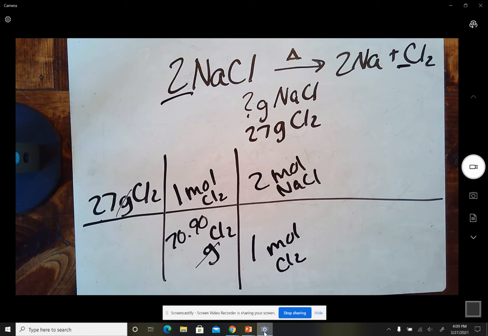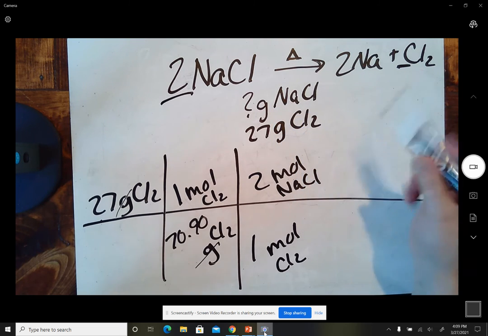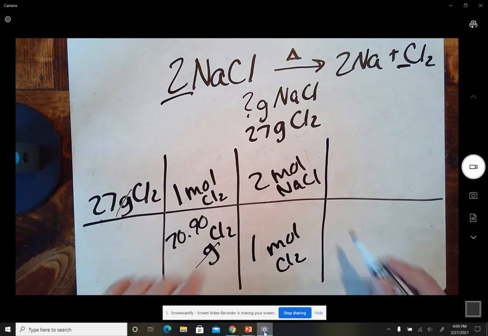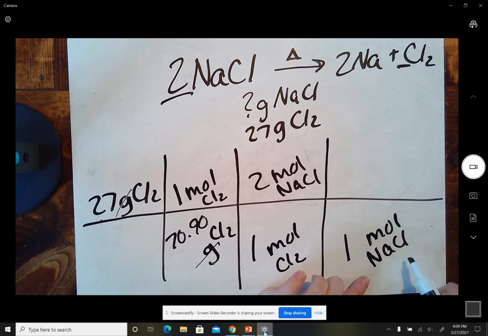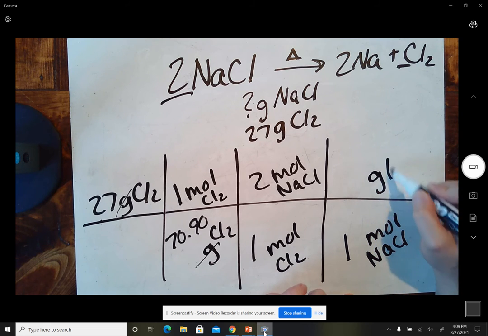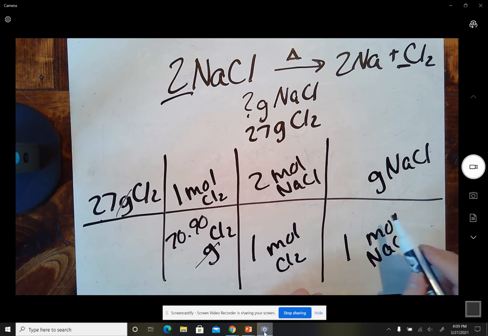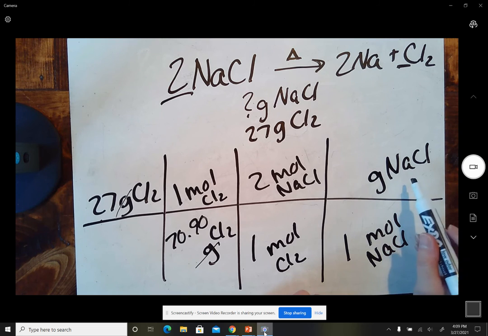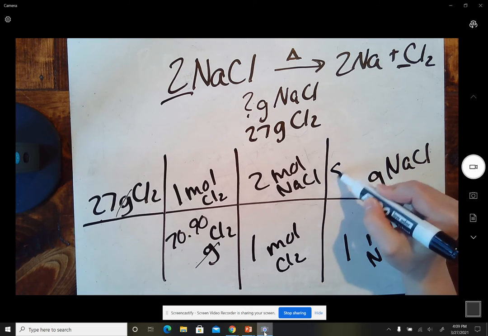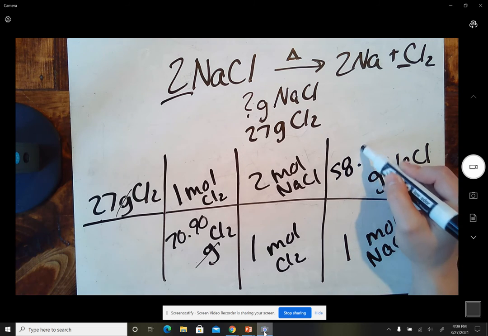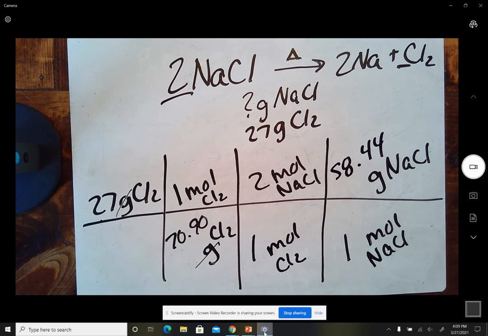So now I'm in moles of sodium chloride, but again, that's not what they want. They asked for grams. So I've got to take one more step. Old unit goes on the bottom, moles of NaCl. And I know that 1 mole of sodium chloride is equal to the molar mass of sodium chloride. So I look at my periodic table, I add up the mass of sodium plus the mass of chlorine. I get 58.44. And now I'm set up.